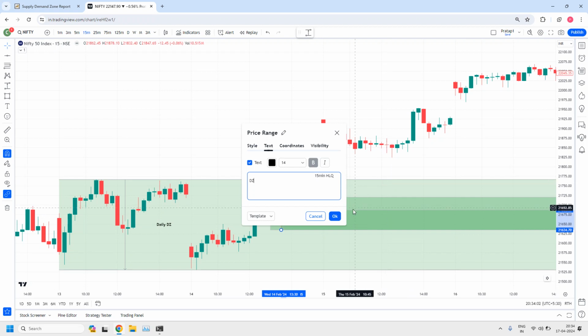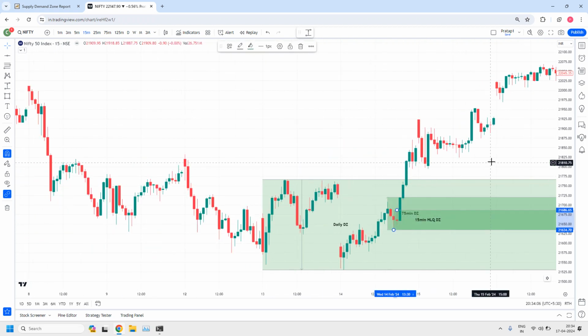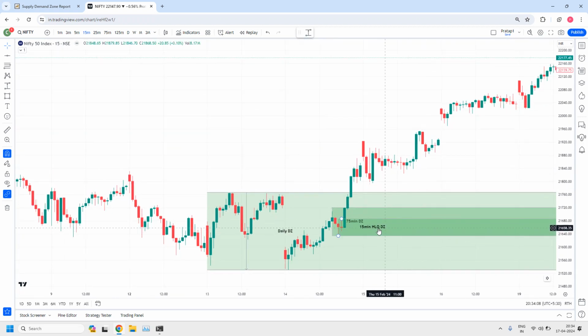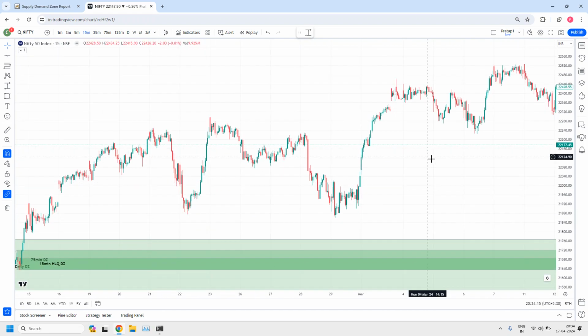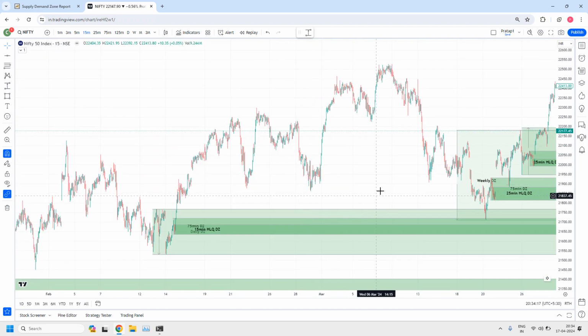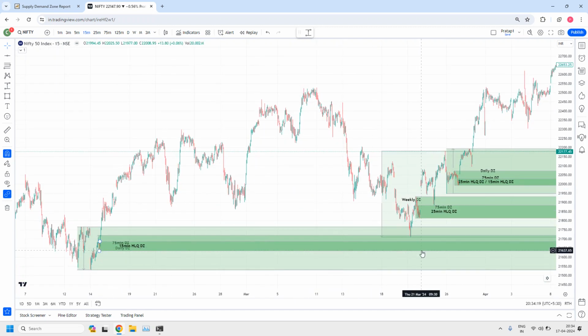So, 15 minutes high liquidity demand zone. Sorry, the 15 minutes high liquidity demand zone is inside the 75 minutes demand zone, which is inside the daily demand zone. And this is actually the reason behind the creation of this entire 75 minute zone. So here we have a fresh zone.